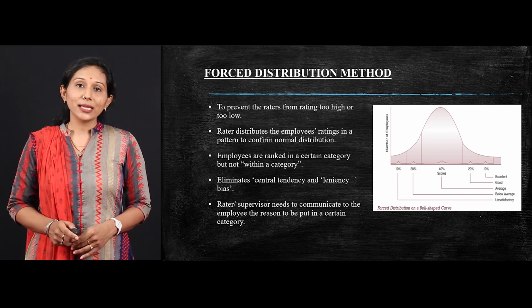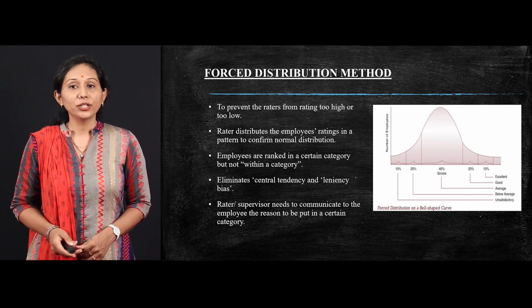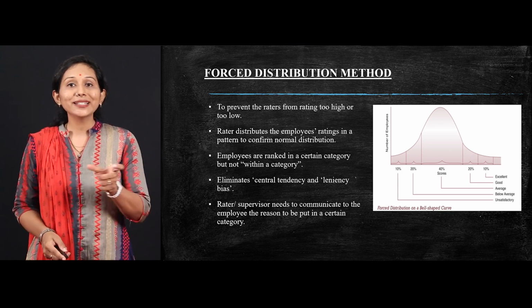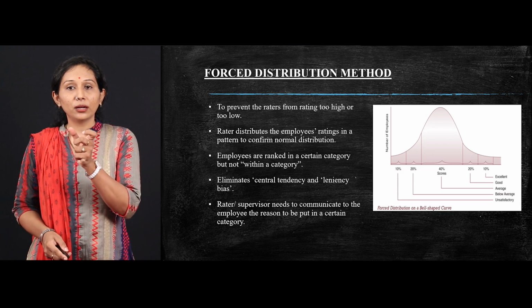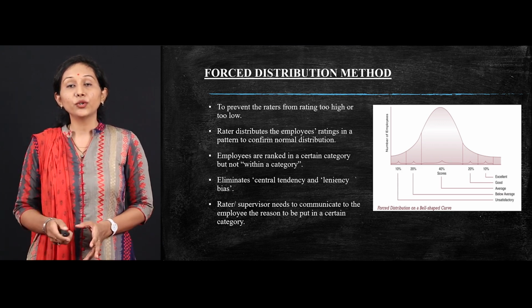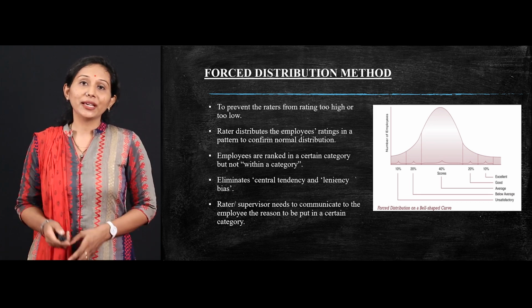Here, as you can see in the example that is given, the normal distribution curve denotes the different categories or different criteria where the employees would be put as per their ratings.